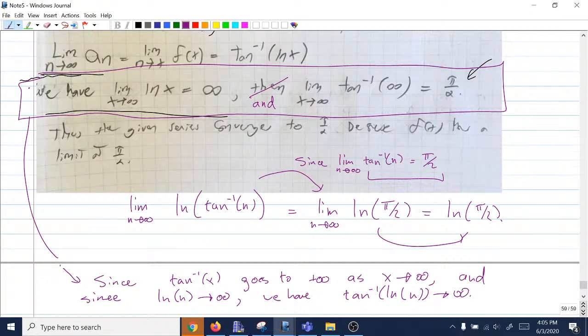But this sentence, this given... a bigger problem. The given series converges to pi over 2. Nobody has ever talked about a series in this problem. This is a sequence.